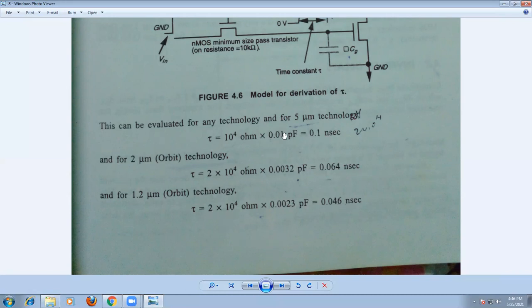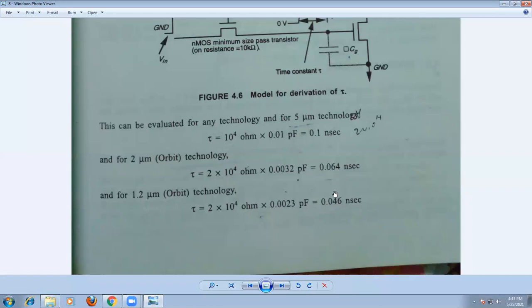Now, by observing these delay values, the 5 micrometer technology has very high delay. That means the speed of the 5 micrometer technology is very small, because the delay is high. Coming to 2 micrometer technology, we compare it with the 5 micrometer technology. The delay is less here, 0.064 nanosecond. So compared to 5 micrometer technology, in 2 micrometer technology the speed is higher.